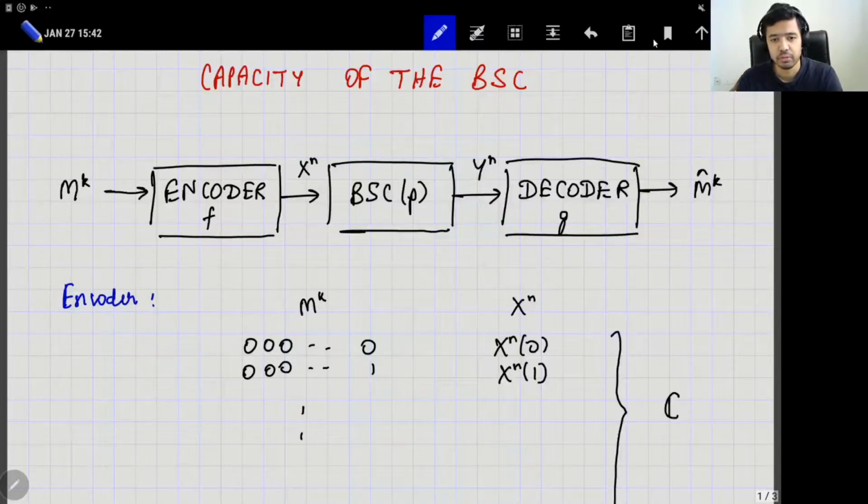In this video, I'll discuss the capacity of the binary symmetric channel, and we'll see how to design codes that approach capacity.